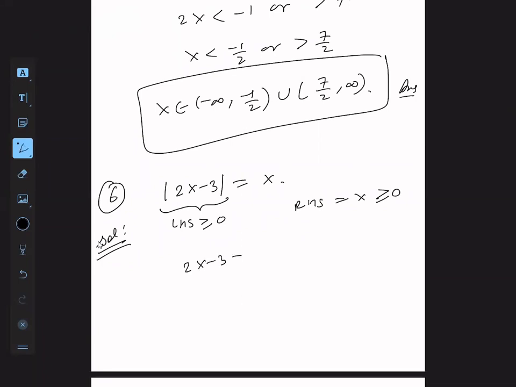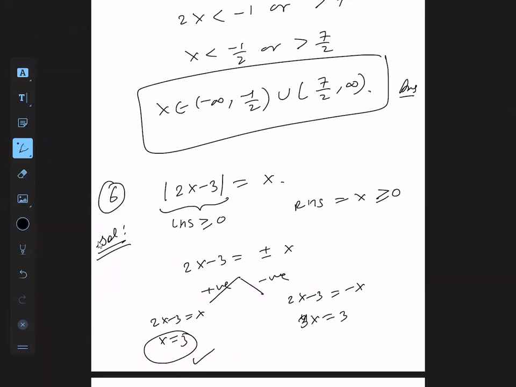So 2x minus 3 must be plus or minus x. If you take the plus sign, then x is equal to 3. It is already a positive quantity. This is our answer. If 2x minus 3 is equal to minus x, then 3x is equal to 3. So x will be equal to 1. So both are positive.